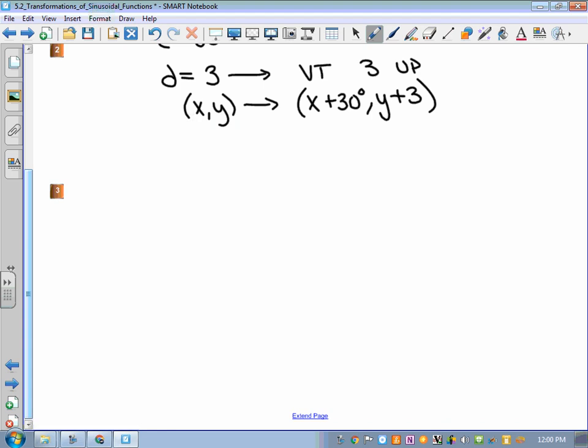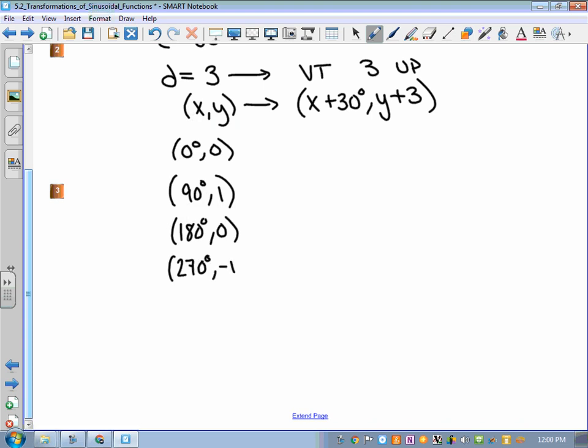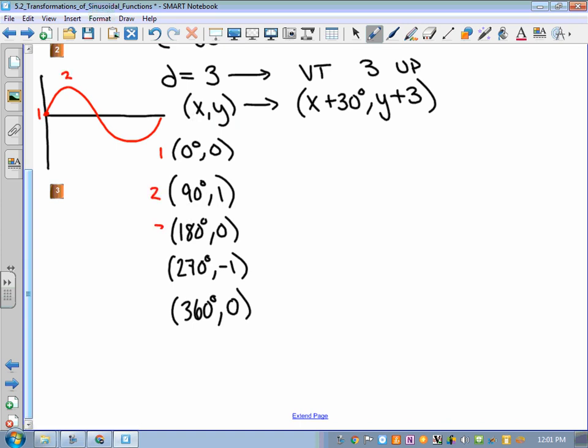Now, to really exploit how wonderful mapping notation works, I'm going to grab what I would typically call the 5 critical or key points on y equals sine x, which is 0 degrees, comma 0, 90 degrees, comma 1, 180 degrees, comma 0, 270 degrees, comma negative 1, and then all the way back to that full rotation at 360 degrees, comma 0. Now, it is really important that you're able to picture, or use your calculator, whatever you need to do, the graph of y equals sine x without much trouble. And if I was to label these points, this would be 1, this would be 2, 3, 4, and 5.